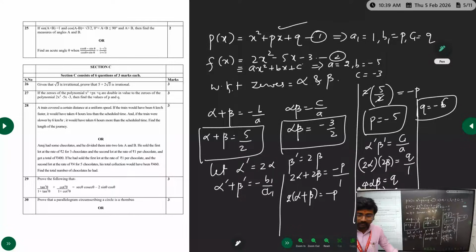Now do we have this alpha plus beta value? Yes. What is it? 5 by 2. Substitute. Then you will get a p value. Same procedure you follow for product of zeros. You will get a q value. So this is a 3 marks question.